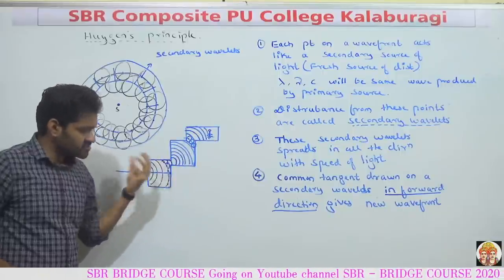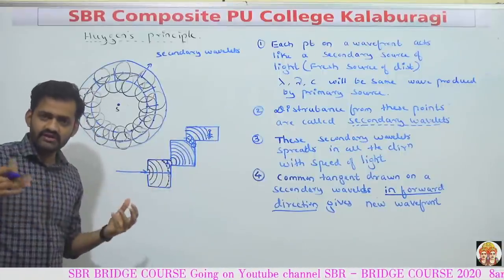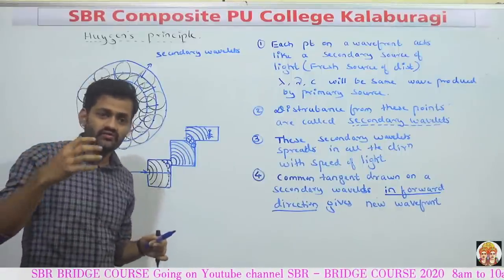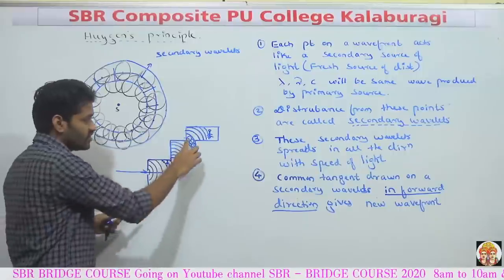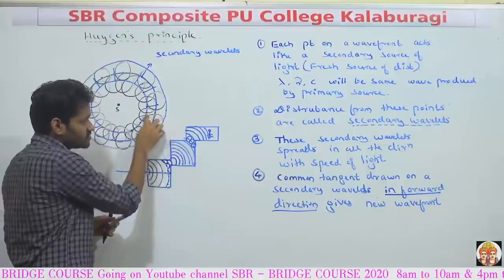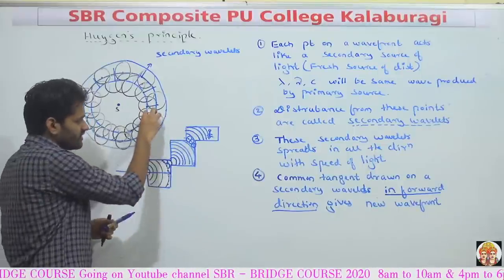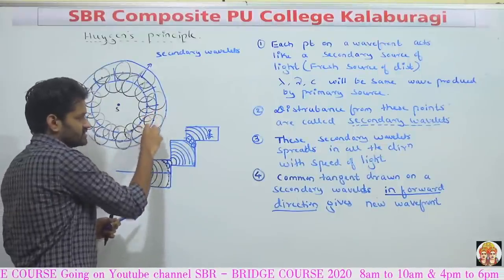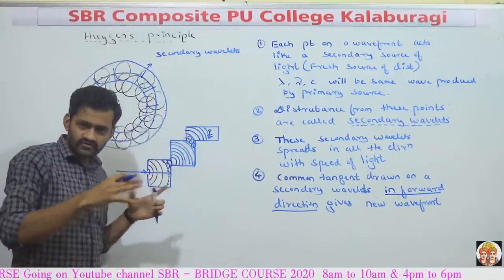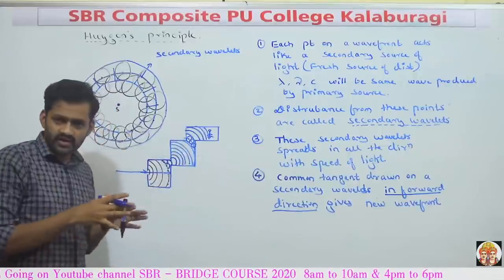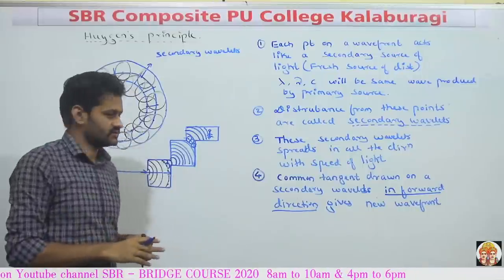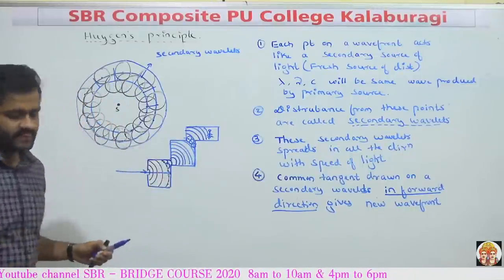So energy is propagating in the form of wavefronts, in the form of wavelets. Where can we draw wavelets? Around the source, the secondary source of light, we can draw wavelets. So these are secondary wavelets. Like that, in the form of wavefronts, light will propagate in all directions. That's why in all the rooms, light will travel, in the form of wavelets.